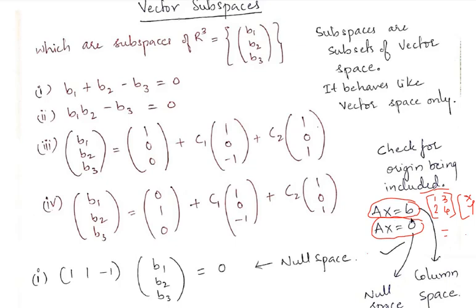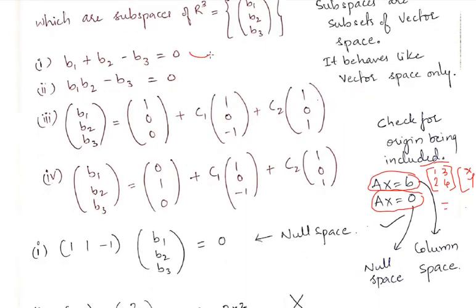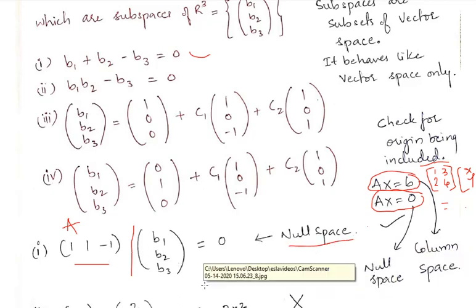And the other part, when it is equivalent to some value b1, b2, b3, then it is called a column space. Coming back to the question, the first question is b1 plus b2 minus b3 is equal to 0. We will try to put it in the form of Ax is equal to b. Can we put this first one in the Ax is equal to b form? So the A matrix is here, you can see 1, 1, minus 1. I can write it like this, and this as x, and that is equal to 0. That is nothing but a null space, correct?